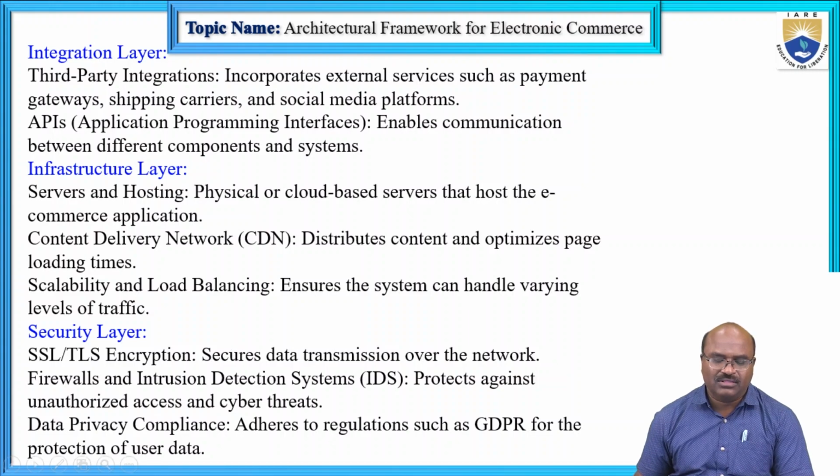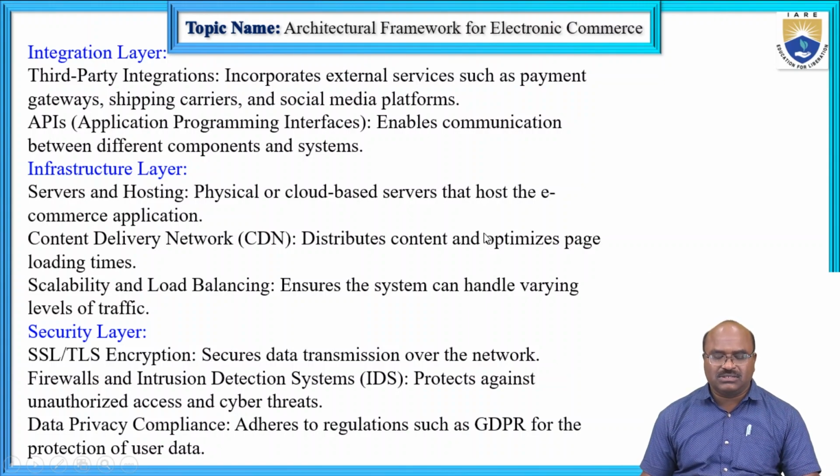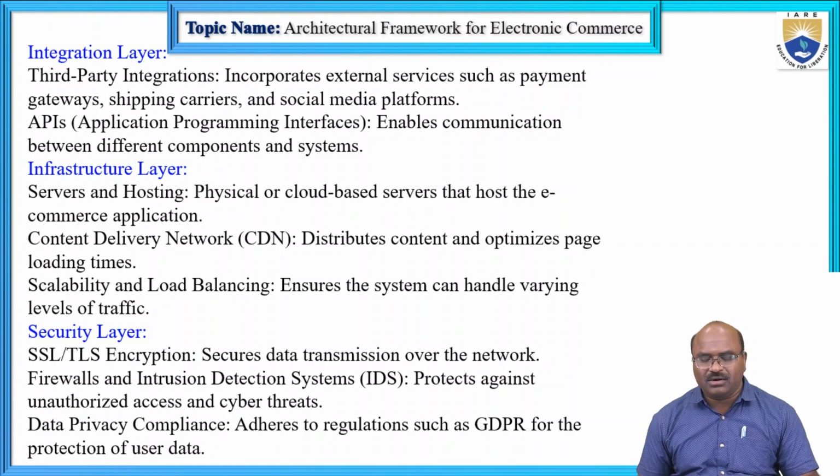And finally, the security layer. The security concept is also one of the essential things in the architectural framework for electronic commerce. Here, we secure data transmission over the networks. You can use different types of firewall security aspects and intrusion detection systems, IDS. Here, we protect against unauthorized access and cyber threats. We can prevent these with the help of firewalls.